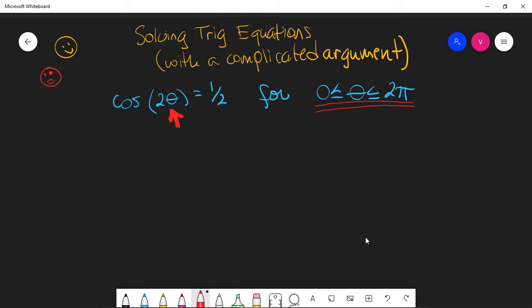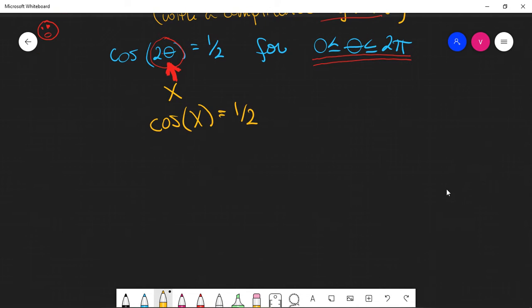So, what do I mean by a complicated argument? That means they don't just have a normal theta in there, they have 2 theta or 3 theta or 2 theta plus 1. So, we're talking about something a little bit more complex here. So, what are we going to do? We're going to make our lives easier, and we're just going to substitute an x in there. So, we're going to make this problem into the cosine of x equals 1/2. That simplified our life a whole lot.